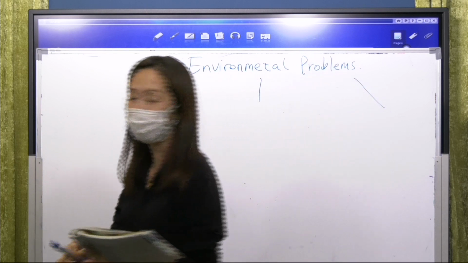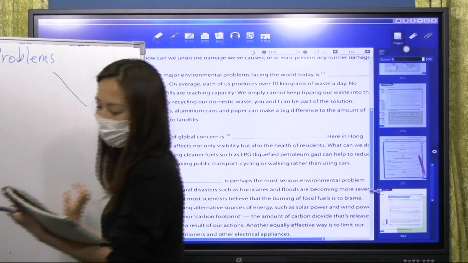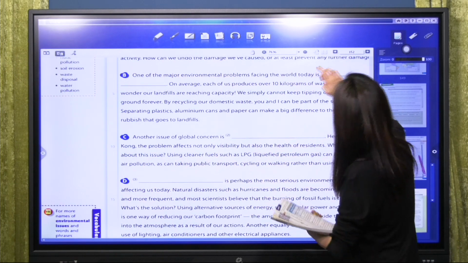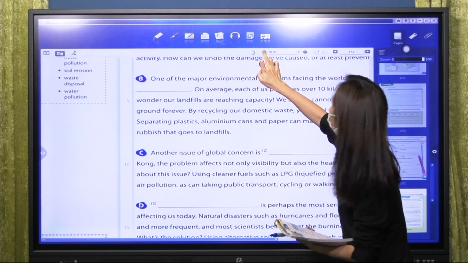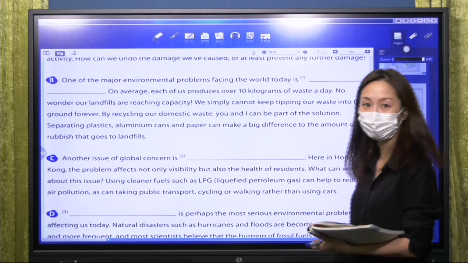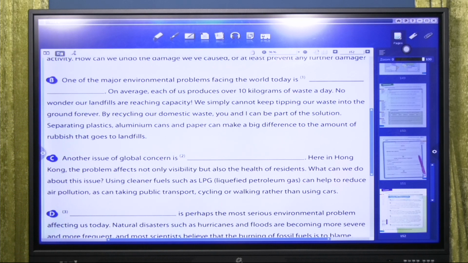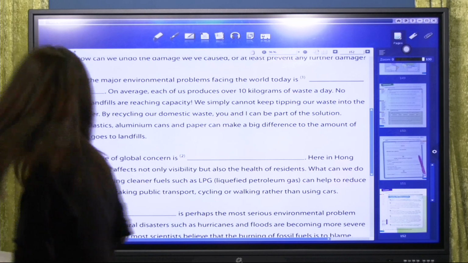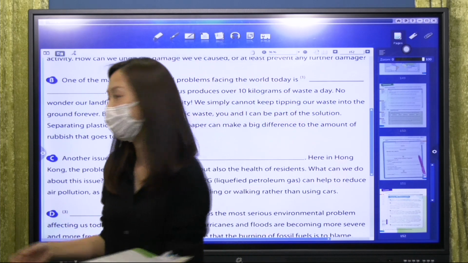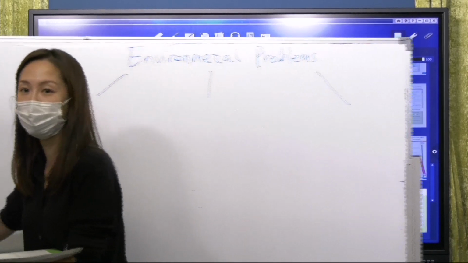So maybe let's look at the first paragraph. One of the major environmental problems facing the world today is blah, blah, blah. On average, each of us produces over 10 kilograms of waste a day. So I think after reading this sentence, you should already know the answer for number 1. It is the waste disposal. So maybe we write down waste disposal altogether first.